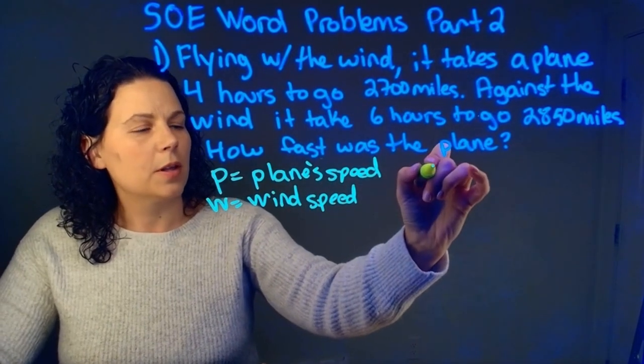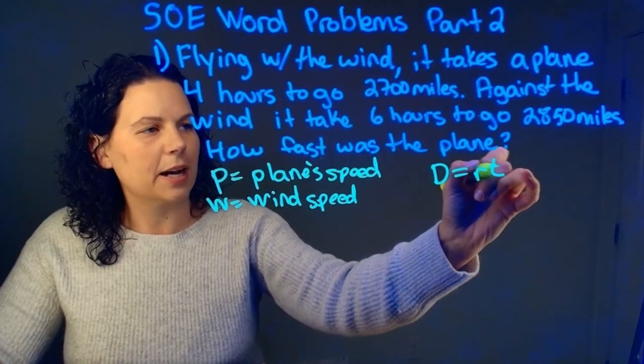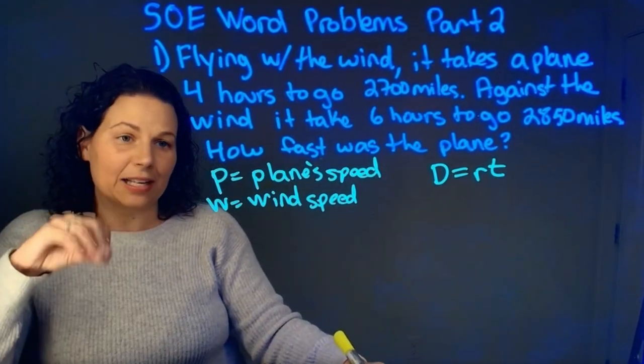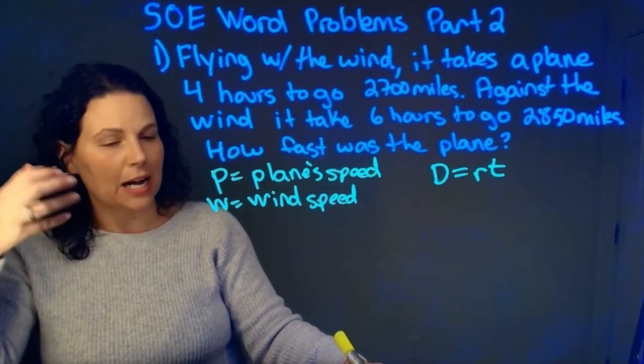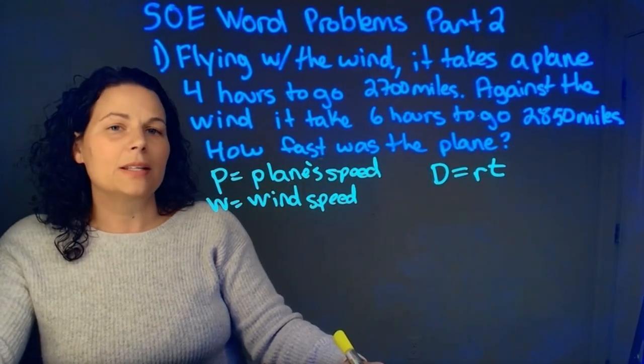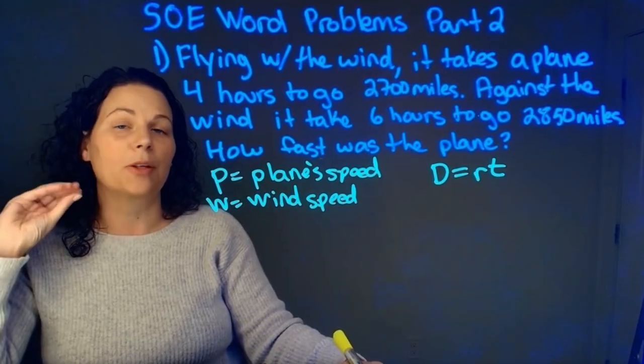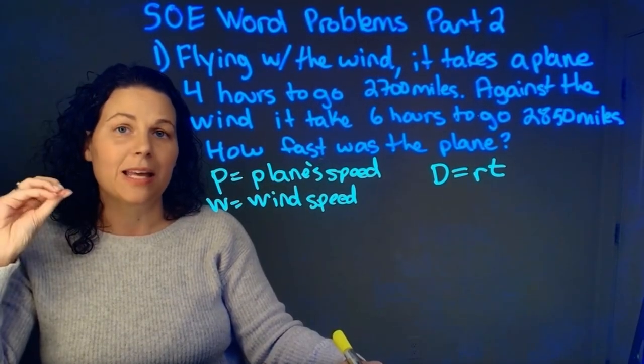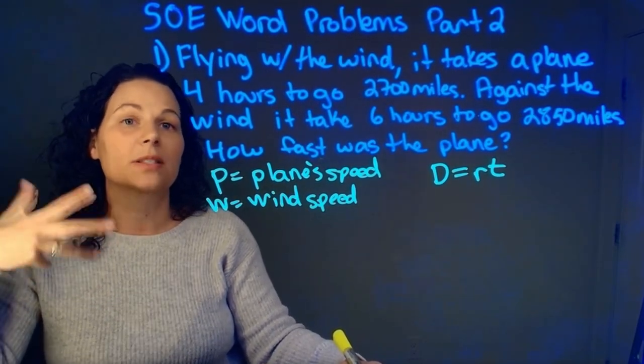We also need to know that the distance equals rate times time. It's how fast, that's your rate, times the time that you travel. And when you're flying with the wind, the wind is helping you, so you add the plane's speed plus the wind speed. And when you're going against the wind, you're going to subtract them.